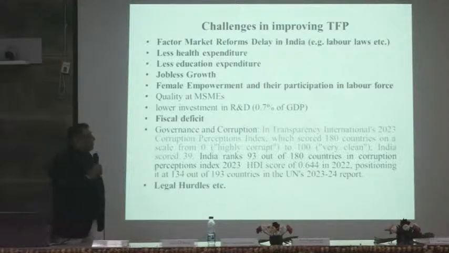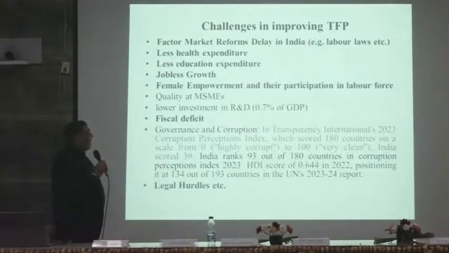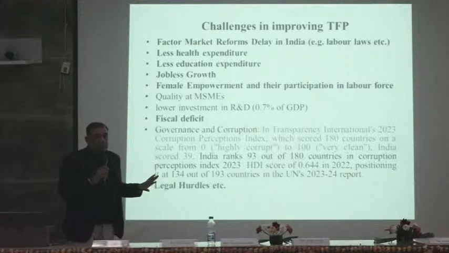Then the governance and corruption issue. I'll take this data from the Transparency International 2023 Corruption Perception Index. That means out of 180 countries, 0 means highly corrupt and 100 means very clean. So India scored 39.